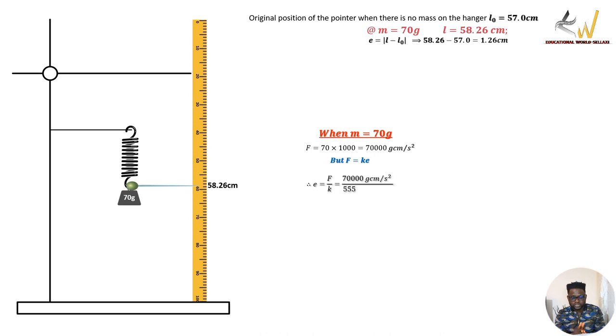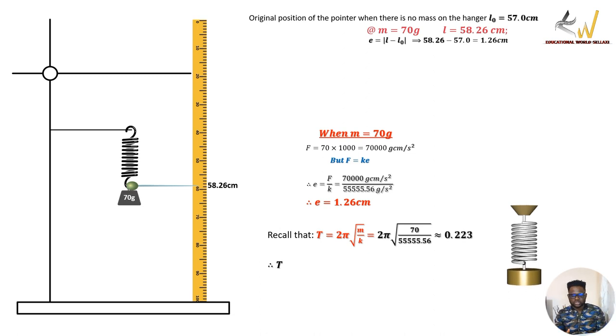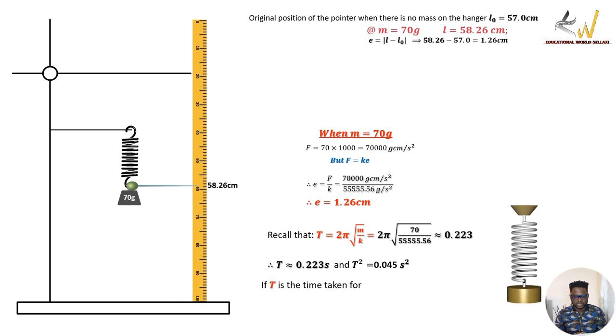Using that same Hooke's law, we have to find the extension. We know that force is mg, and k is a constant. When we do our substitution where necessary, we will find out that the extension is 1.26. If the spring extended by 1.26, that means that the final length will be the original length plus the extension. So 1.26 will give us 58.26 centimeters. That is how I got 58.26.